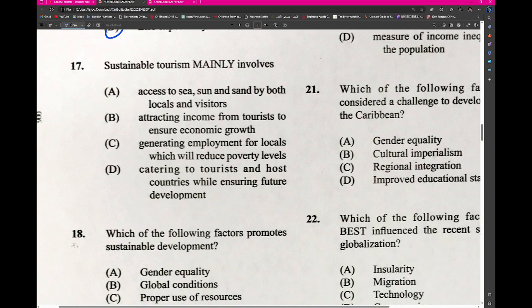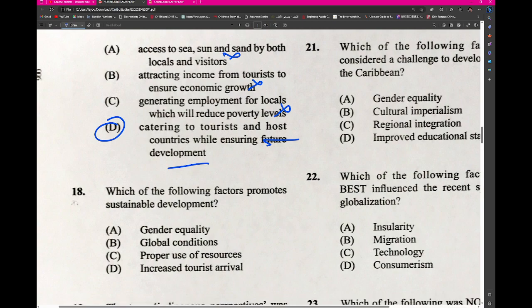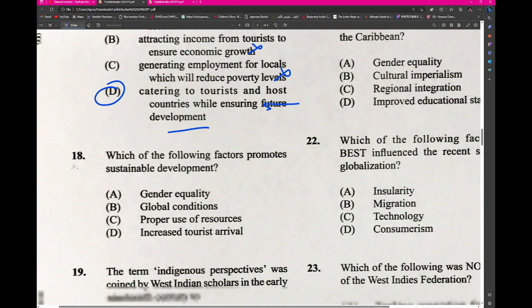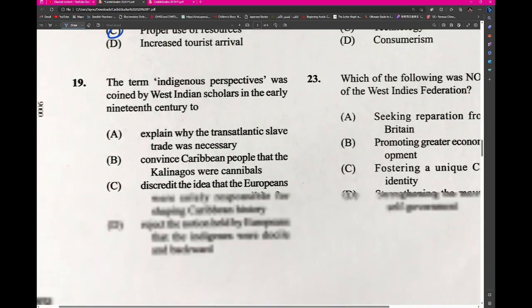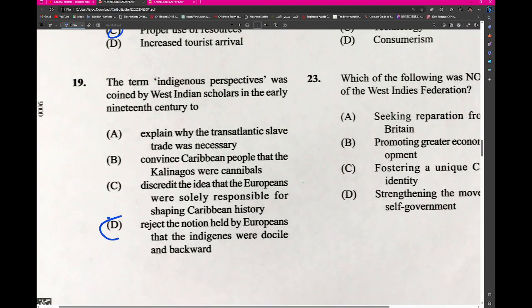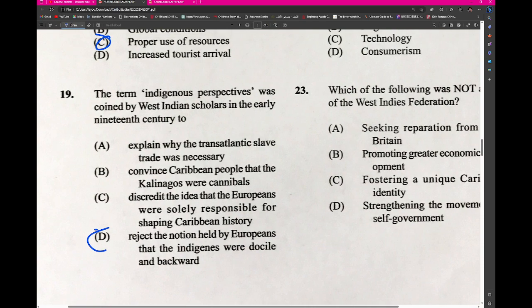Sustainable tourism mainly involves generating new income, generating new employment, right? Future development, catering to tourists and host countries, while ensuring future development. 18, which of the following factors promote sustainable development? Right? Proper use of resources. The term indigenous perspectives, right, would have rejected the notions held by Europeans that the indigenous people, right, were docile and backward, right? So it's always to do with that.